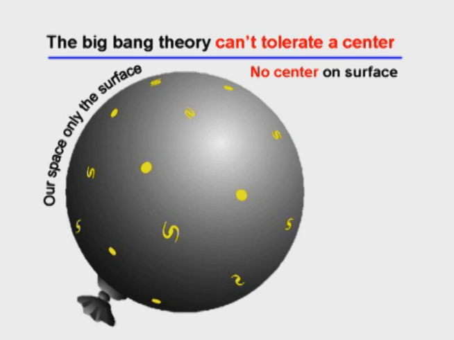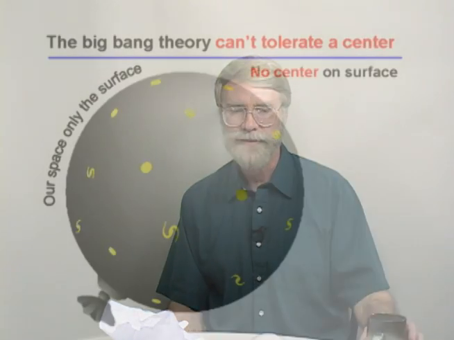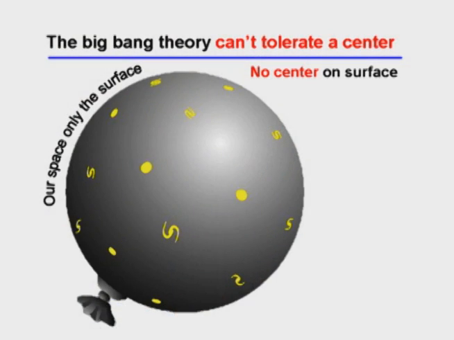There's no center on the surface. My theory would take those galaxies and bring them over to, say, one side of the balloon, and then there would be a big dent in it. And that dent would be gravity and gravitation. And the part of space that actually has galaxies in it would just be a patch on this balloon. Yes. But the real important point is that the Big Bang theory can't tolerate a center.